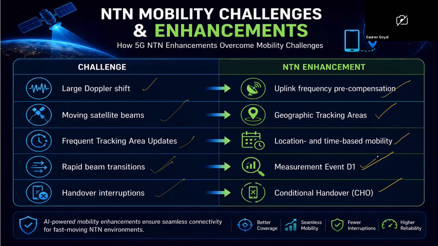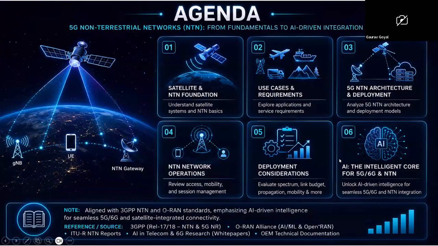So AI-powered mobility enhancement ensures seamless connectivity for fast-moving NTN environments so that we can have better coverage, seamless mobility, fewer interruptions, and higher reliability. So we have covered four topics by now. Topic 1, topic 2, 3, and today we have covered the fourth topic, which is NTN network operations. Right? I think this is enough for today.